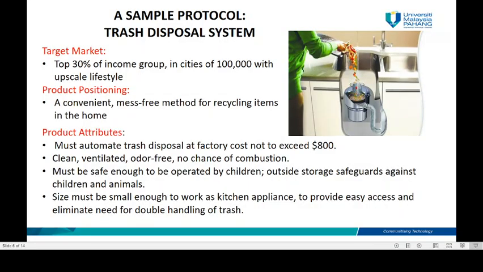So an example of a product protocol is a trash disposal system. If you look at this picture, it's a system whereby the trash can be disposed of in a systematic way. So looking at the details below, it consists of the target market, the product positioning, whereby it's a very convenient method for recycling items, where it caters to the top 30% of the income group in cities. And what are the attributes? What are the function, features, and benefits for the customers? So these are the details where it can be disposed at a factory cost not to exceed 800. Okay, it's clean, ventilated, odor free. So these kinds of features, benefits and function are all under the product attributes.